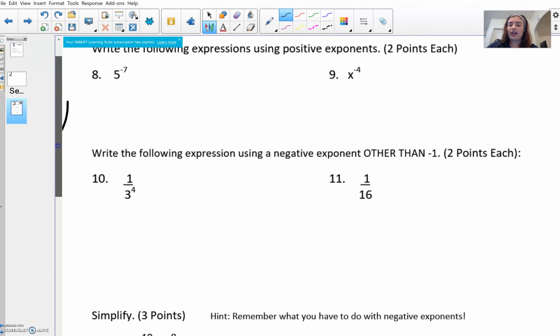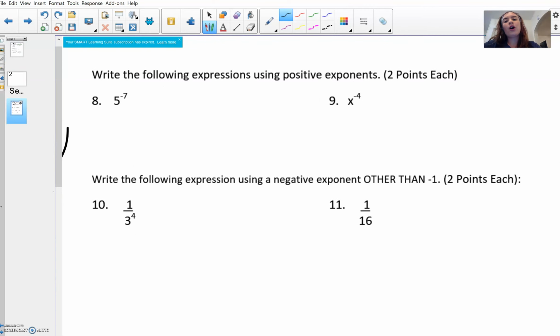All right, on to our next page. Write the following expressions using positive exponents. For lesson 5, we talked about how we rewrite our negative exponents. So let's review. Under any number or variable, there is this 1, right? So what you're going to do is flip it and reverse the sign. So you're going to move this 5 to the 7th power to the bottom, make it positive, and keep that 1 on top.